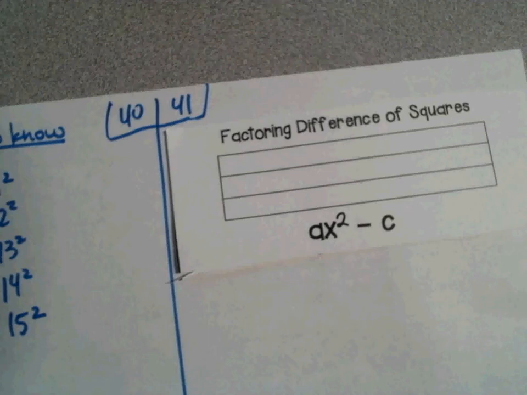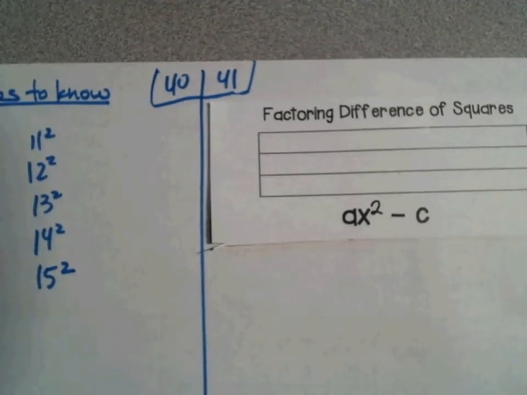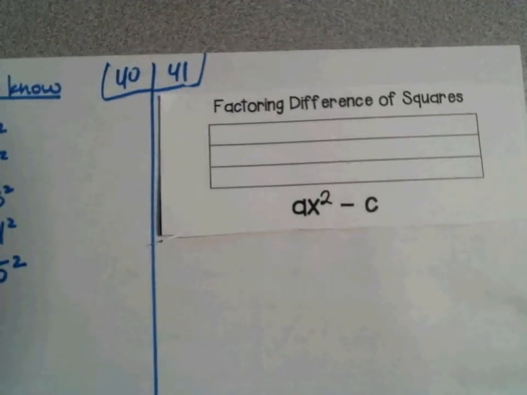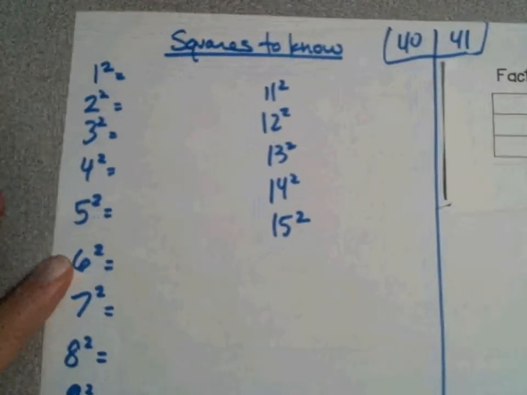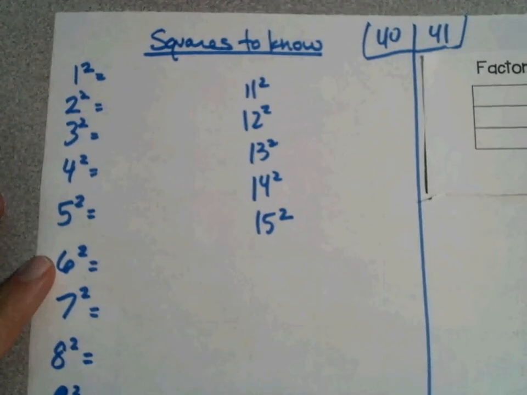Okay, so this is the other half of 40 and 41. This is how you are going to factor using difference of squares. If you weren't here on Monday, you were supposed to write down your squares to know from 1 to 15, and that'll help you when you factor by difference of squares.